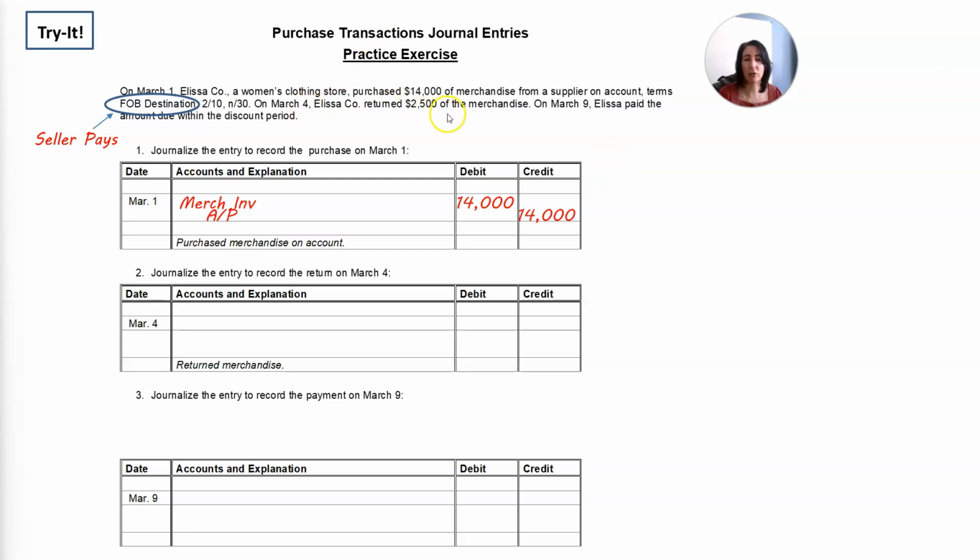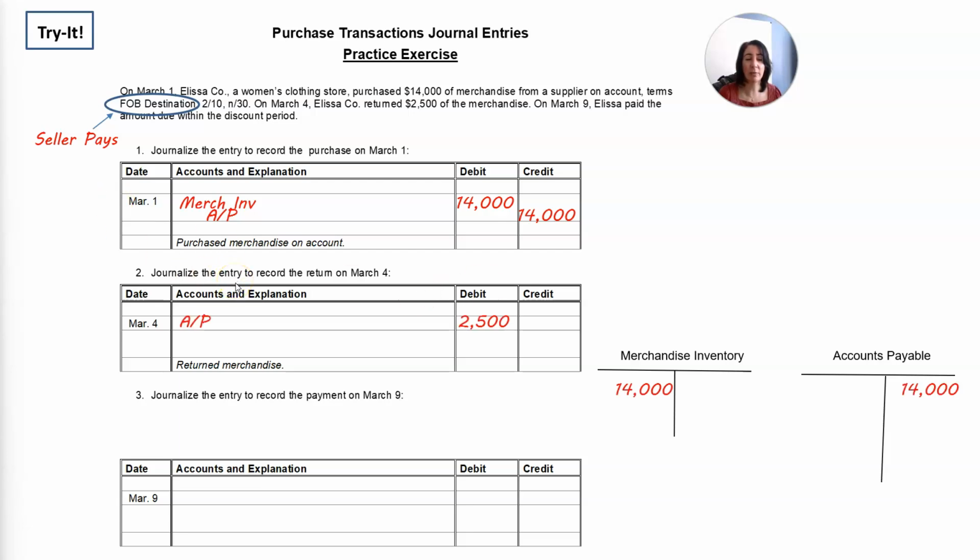Alyssa returned $2,500 of the merchandise. Oh, here we go, I forgot I did T accounts. There we go, 14,000, 14,000. We are going to return some of it: accounts payable, merchandise inventory, nothing different than the entries we did earlier.